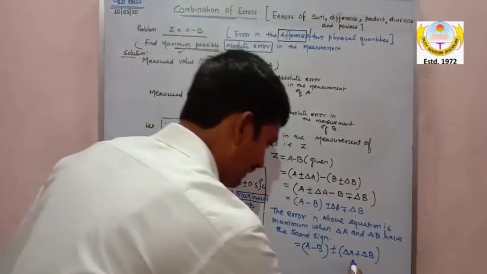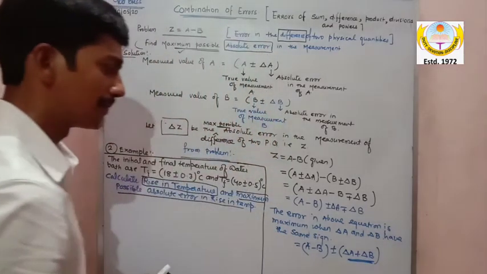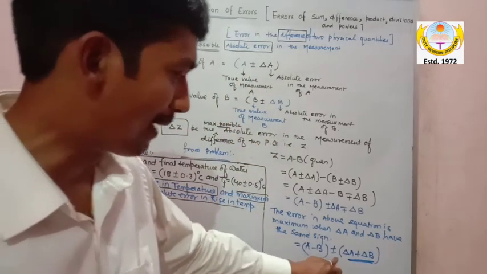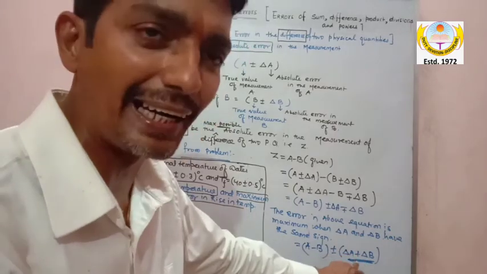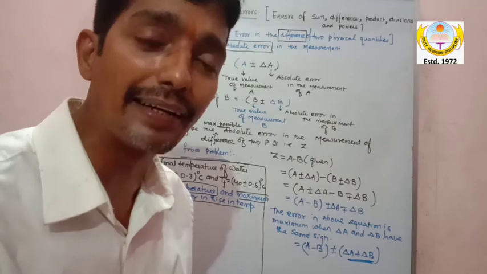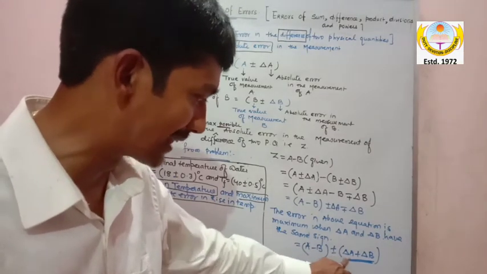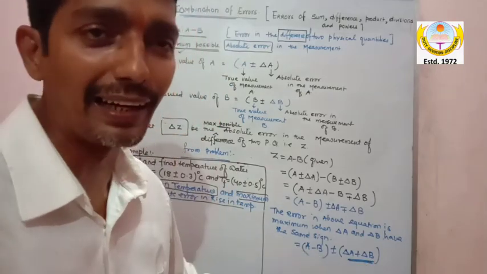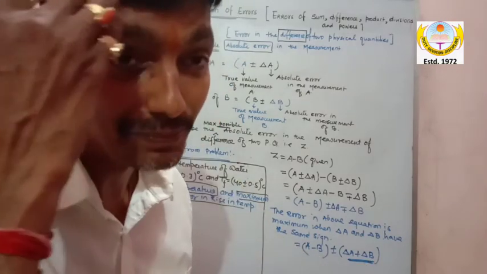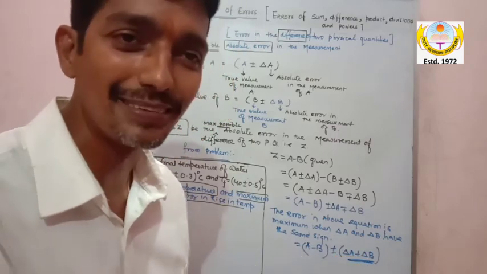Now why have I taken the adding sign between these two, my dear? Please take care. If I take plus also, then also they are added up. If I take minus also, then also they get added up. The error will get added up. Because it is your minus, so it is minus delta A minus delta B. Again the answer will be added up. Plus delta A plus delta B, the answer will be added up.